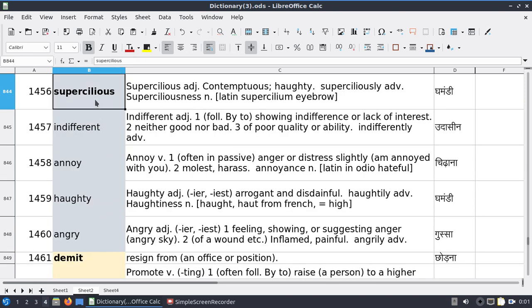Supercilious. Supercilious means very haughty, very proud.